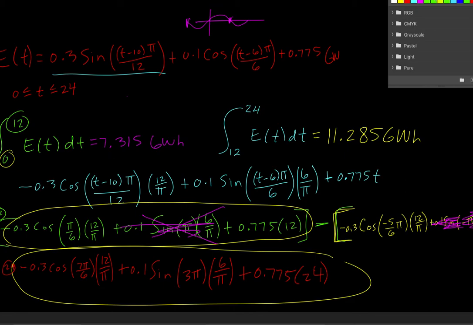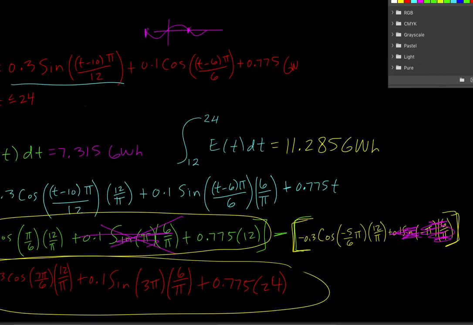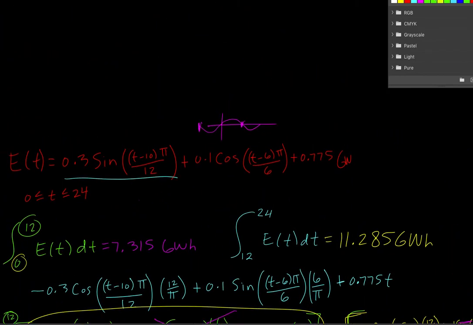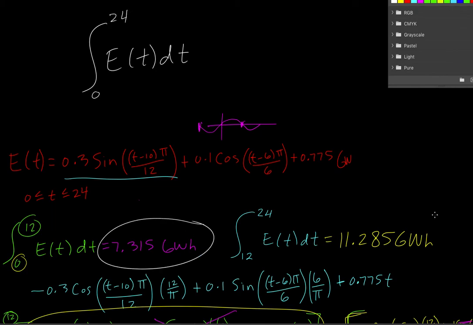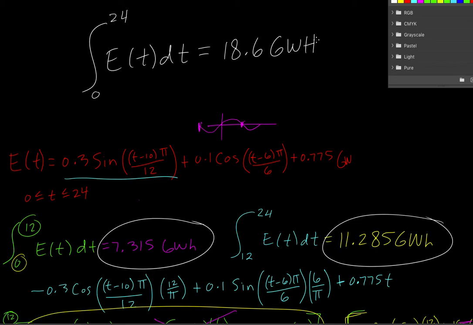Okay, and then finally, they ask us for this integral. We'll go up here. So the integral of E of t from 0 to 24. And so all we need to do is take 0 to 12 and add it to 12 to 24. And if we add those together, we end up with 18.6 gigawatt hours. Just adding these two numbers together.